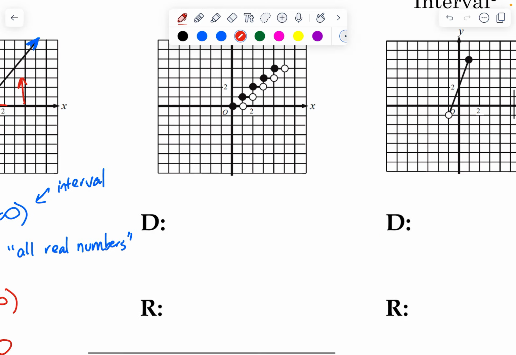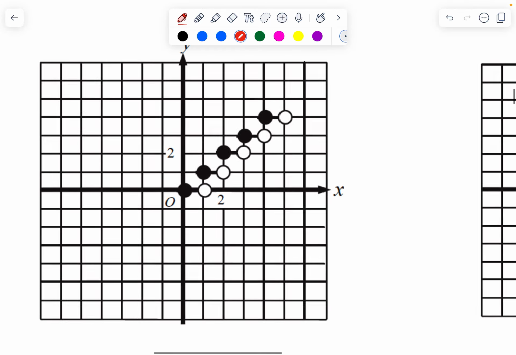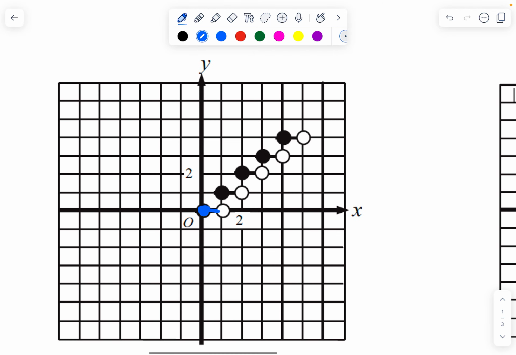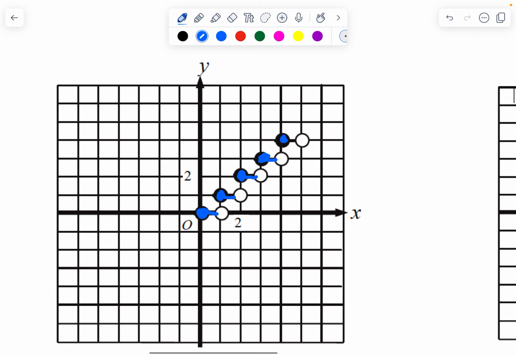Okay, the next one, look at this. This is an example of a discrete graph, but it's not just made up of individual points, because this is what we call a step function. It starts at 0 and cruises along till 1, but at 1 it jumps up, and then it cruises along, and at 2 it jumps up, and at 3 it jumps up, and at 4 it jumps up, and then we cruise along.